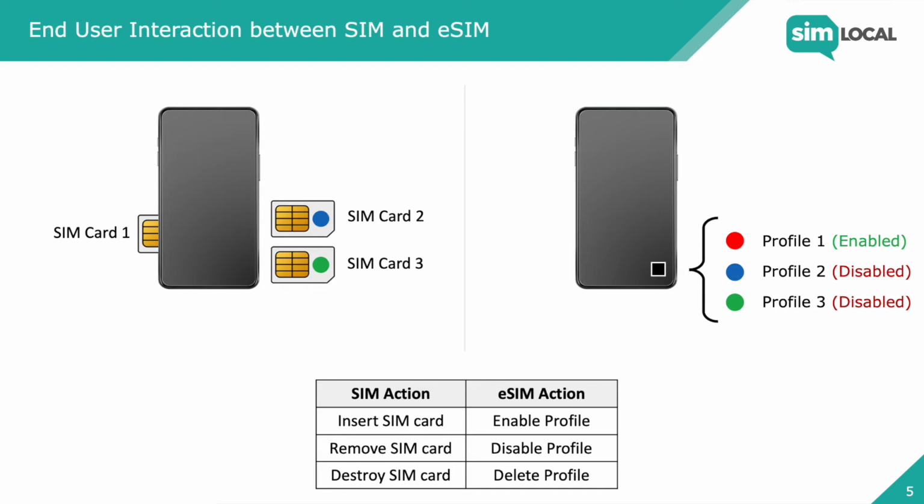When we look at the corresponding actions with eSIM profiles, enabling an eSIM profile is the same action as inserting a SIM card, and you can see here in the diagram that profile 1 is currently enabled, meaning that it is active. Disabling a profile is the same as removing the SIM card, and deleting a profile frees up space for other eSIM profiles to be downloaded.